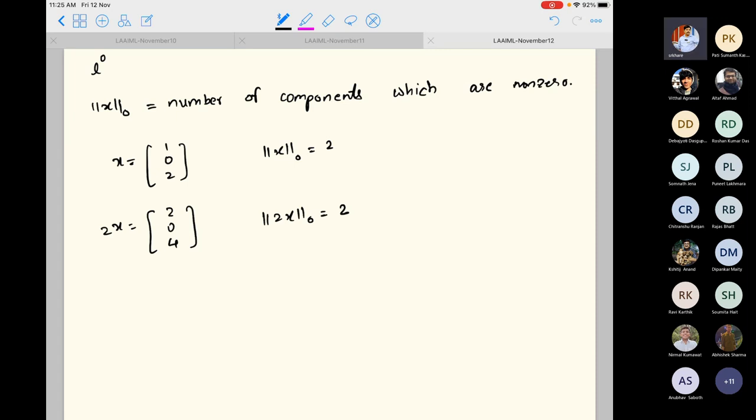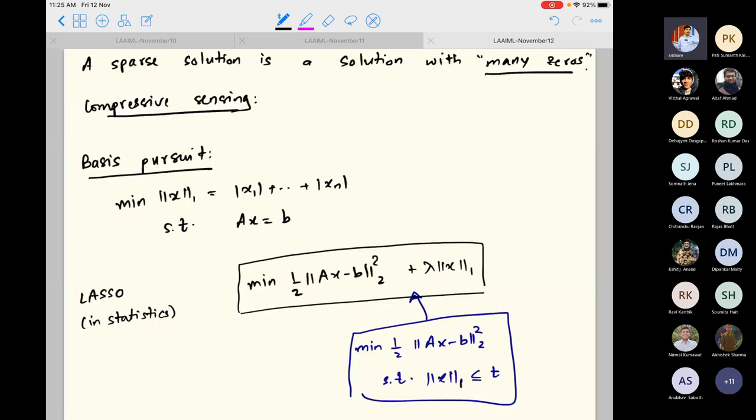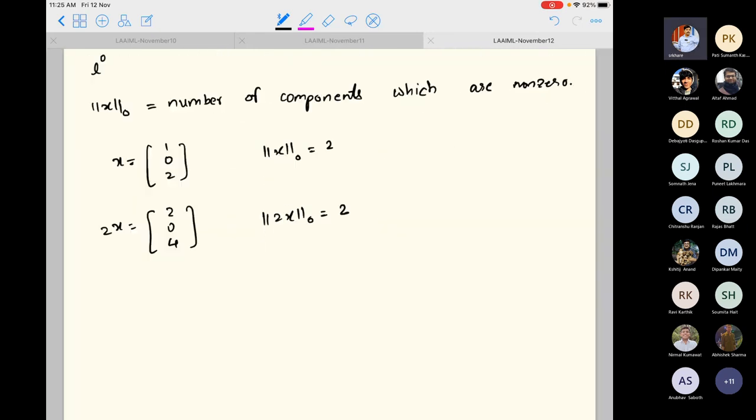It's not a norm, but what we are really trying to do is minimize this L0 norm, right? So we are trying to minimize the number of non-zero entries in the solution. That's what it means to say that we are trying to sparsify. But this thing to start with is not a norm. Okay, so that's the problem.